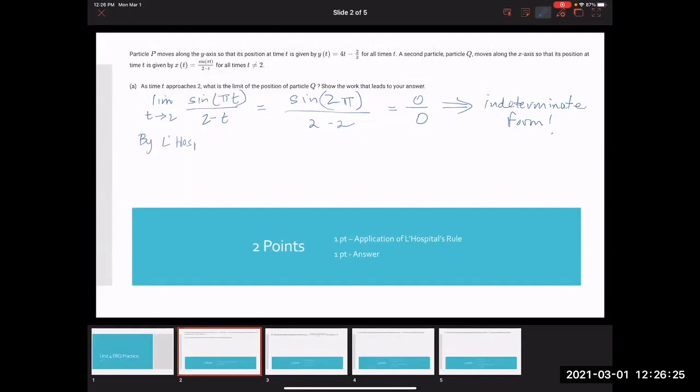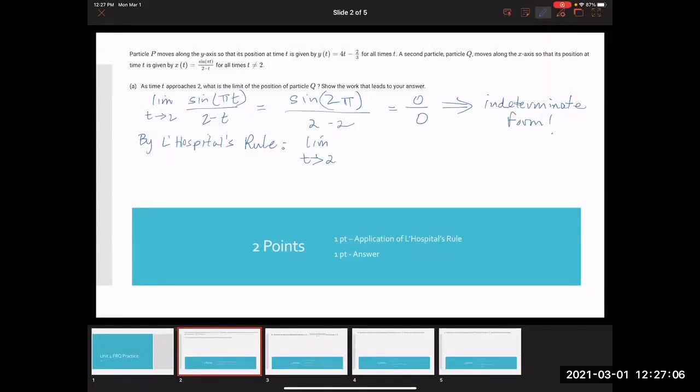In my opinion, you do need to say something like this. You do need to let the reader know that you are using L'Hopital's rule to answer this question, because one of the points you are getting is the application of L'Hopital's rule. So based on how they're defining the rubric, I would say in your own words something similar to this, that you are using L'Hopital's rule to redefine the limit. So by L'Hopital's rule, we're going to redefine the limit as t approaches 2 to be the quotient of the derivatives. We're going to take the derivative of the top and divide it by the derivative of the bottom, and then try plugging back in by direct substitution again.